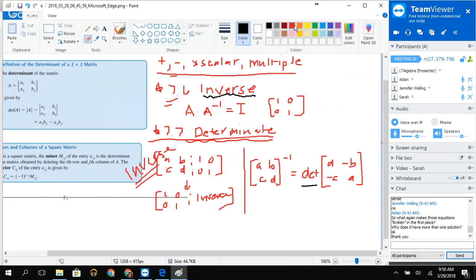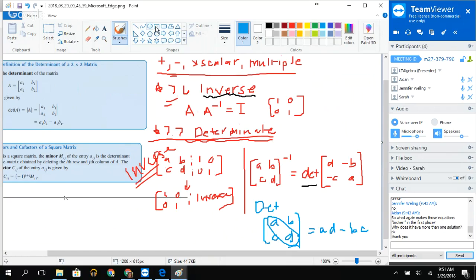Okay, so to find what the determinant is, if your matrix is A, B, C, D, what you do is you multiply, it's kind of like cross multiplying. It's A times D minus B times C. And I just realized I have an error.